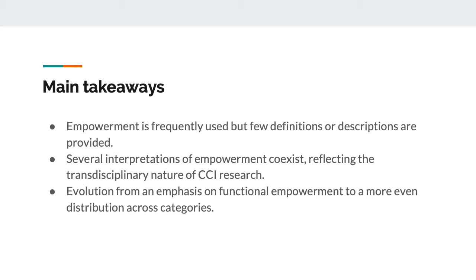Another takeaway is that only a few definitions are provided, 5 to be precise, in the literature, which entails a risk because although we might use the same term, we're not necessarily talking about the same thing. The third main takeaway is that a shift can be noticed in terms of how empowerment has been articulated. In the early years, there was an emphasis on the functional meaning, but this has evolved towards a more even distribution across the 5 categories and the advent of critical articulations of empowerment in recent years. Which brings me to the last takeaway, namely that several interpretations of empowerment coexist, which obviously reflects the transdisciplinary nature of our community.